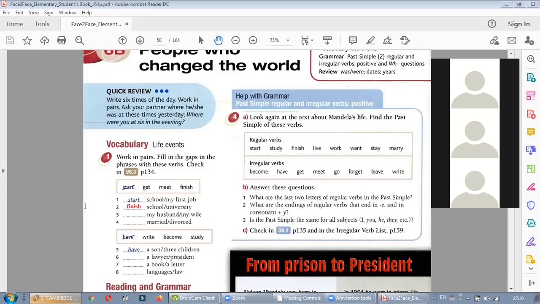All right. And what about my husband, my wife? What do we use? Meet my husband. Correct. So we meet people. We meet husband, wife, brother, sister, friend. Good. And married, divorced. What do we use with married, divorced? Get. Yes. People get married and sometimes they get divorced. Sometimes they get married after they get divorced. Does this happen in Libya? Do people get married after they get divorced?